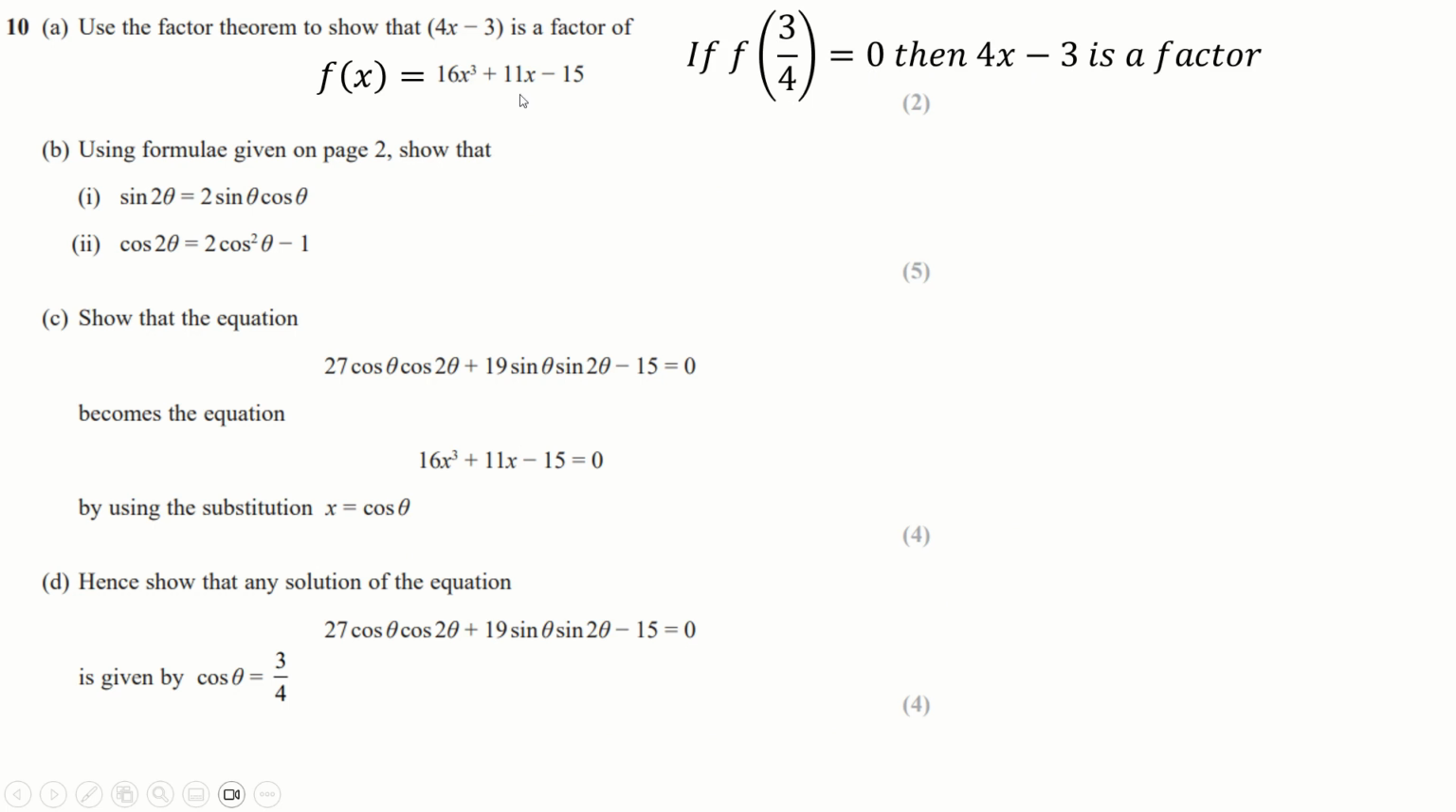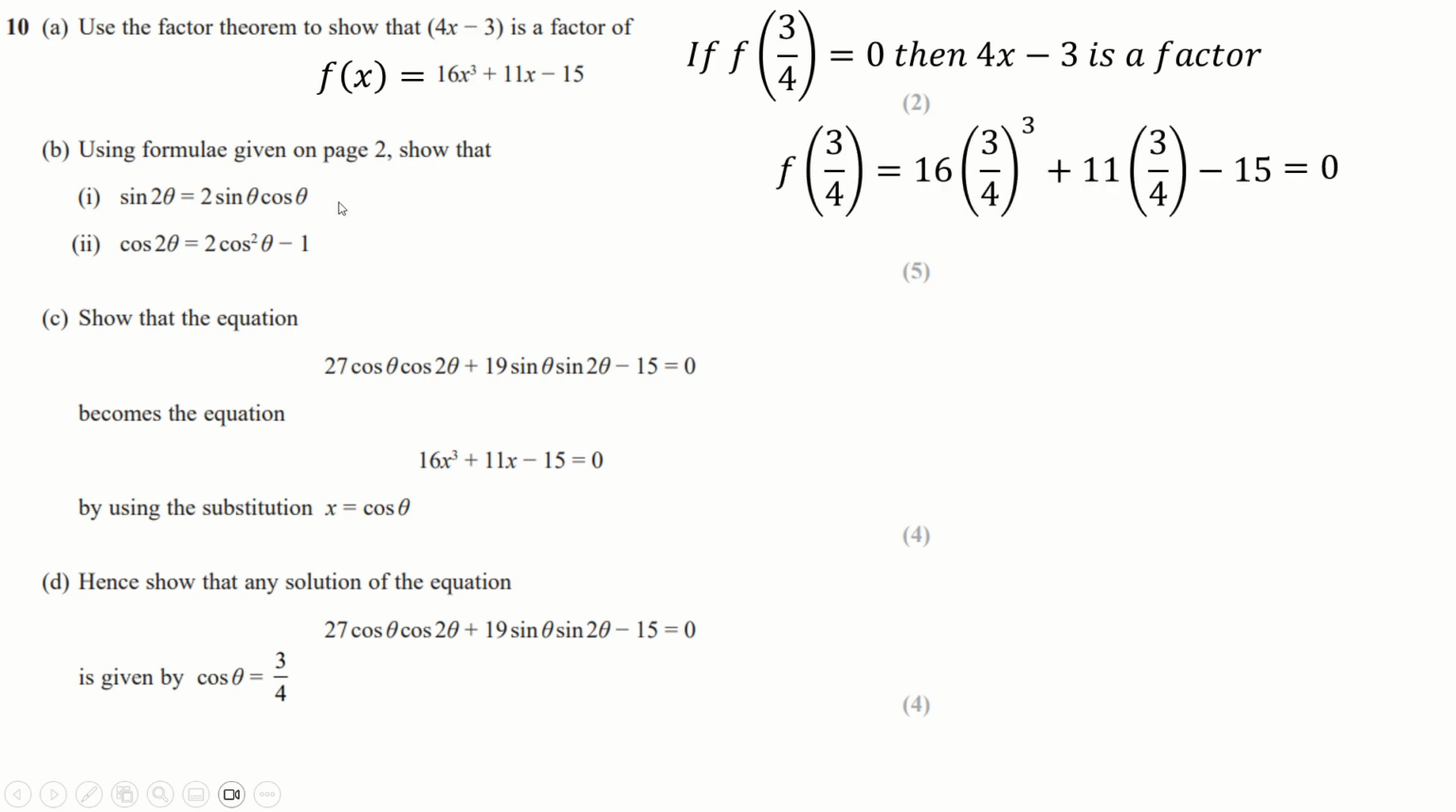That's fine. So let's just work out f of 3/4, and we end up, of course, with 0, and so therefore 4x minus 3 is a factor.